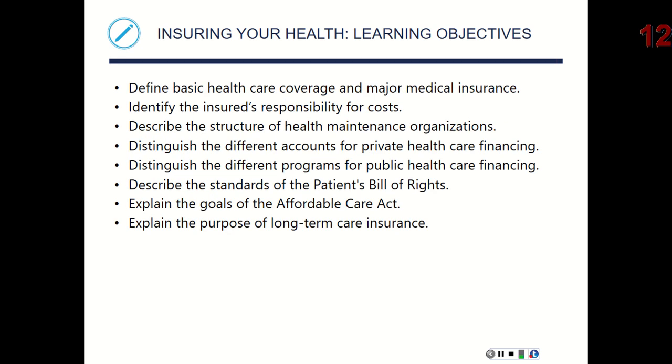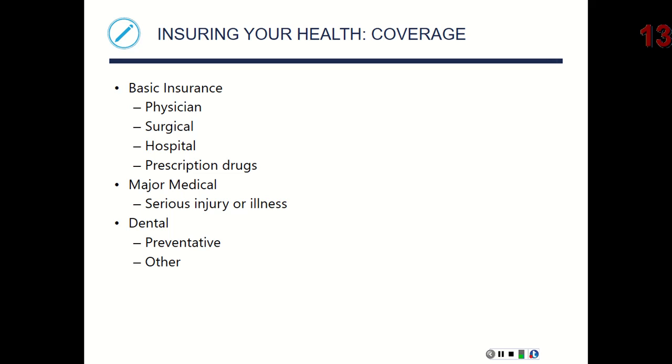Another big type of insurance that we have to have into our lives is health insurance. So we're going to talk about some of the various forms of health insurance or coverage that we can get out there. So we've got our basic health insurance that's going to cover going to the doctor, getting surgery, your prescription drugs.